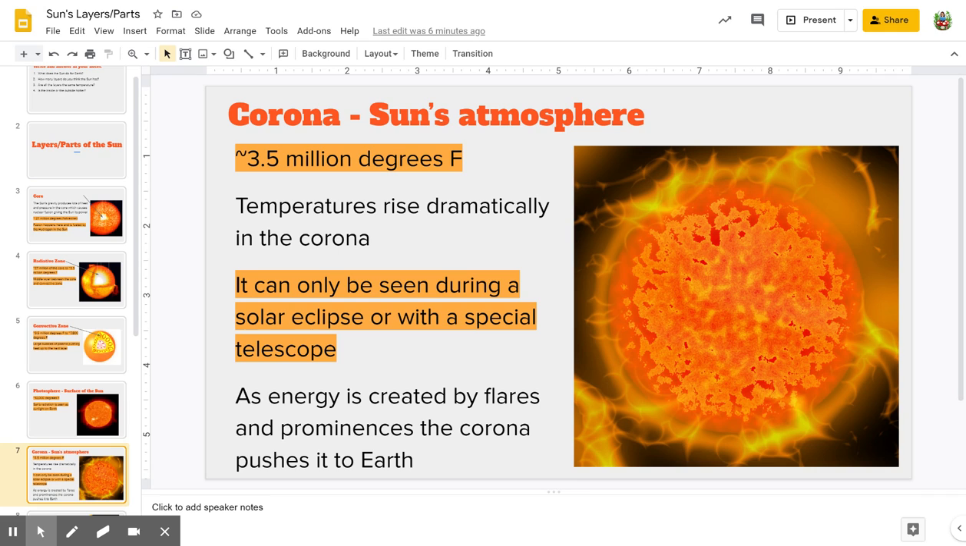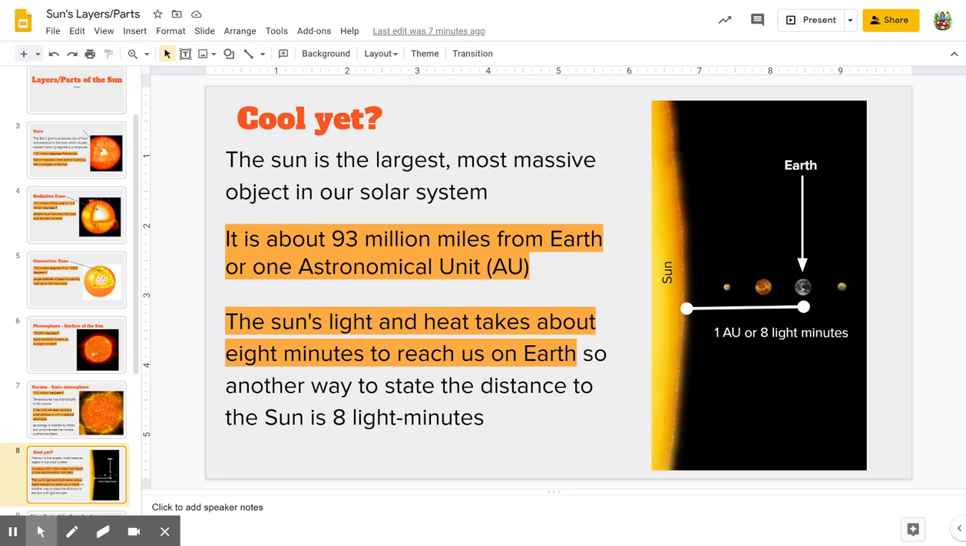Okay? Now, there's a lot of energy in the sun's atmosphere that's created by flares and prominences, and so that energy is going to be blown off towards Earth or towards other objects in outer space, and we call that solar wind.